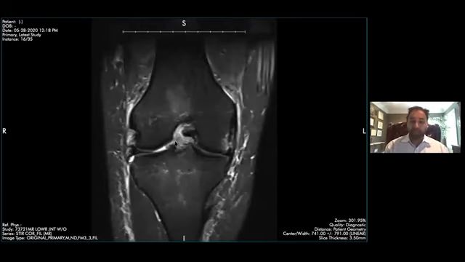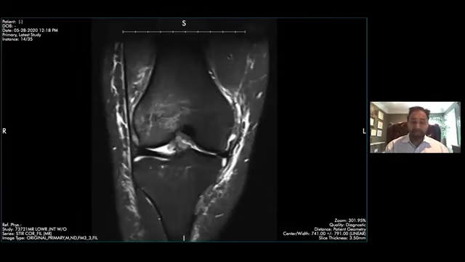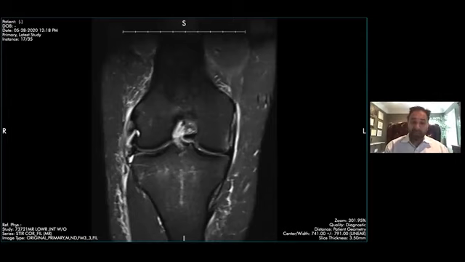You can actually also see the ACL. This is the ACL right here. Look how it's amorphous. It's not well defined, right? There's fluid all around it. This is a torn ACL, right?